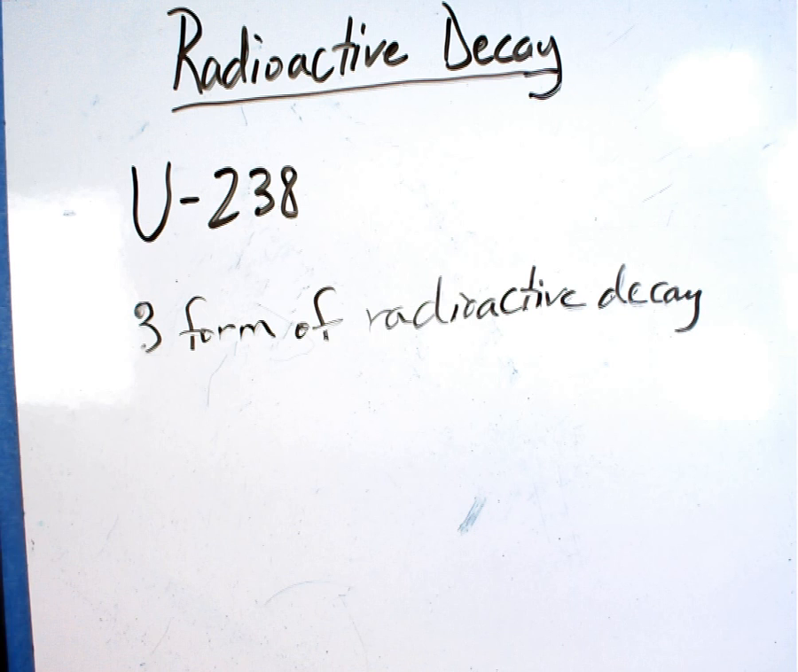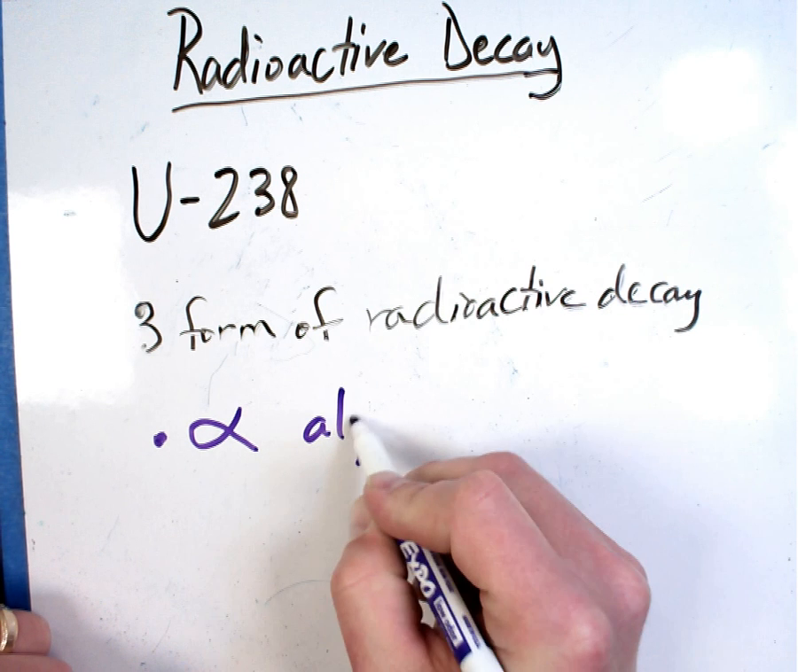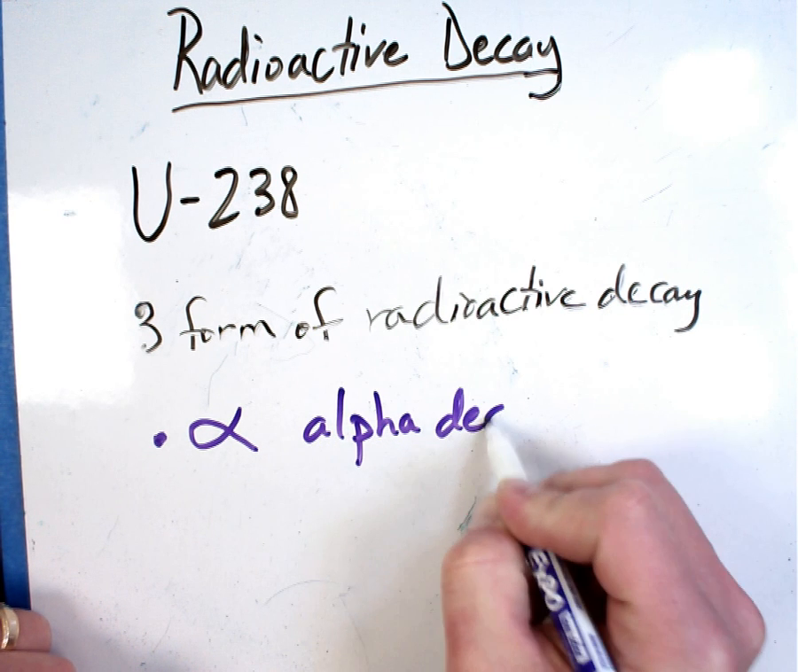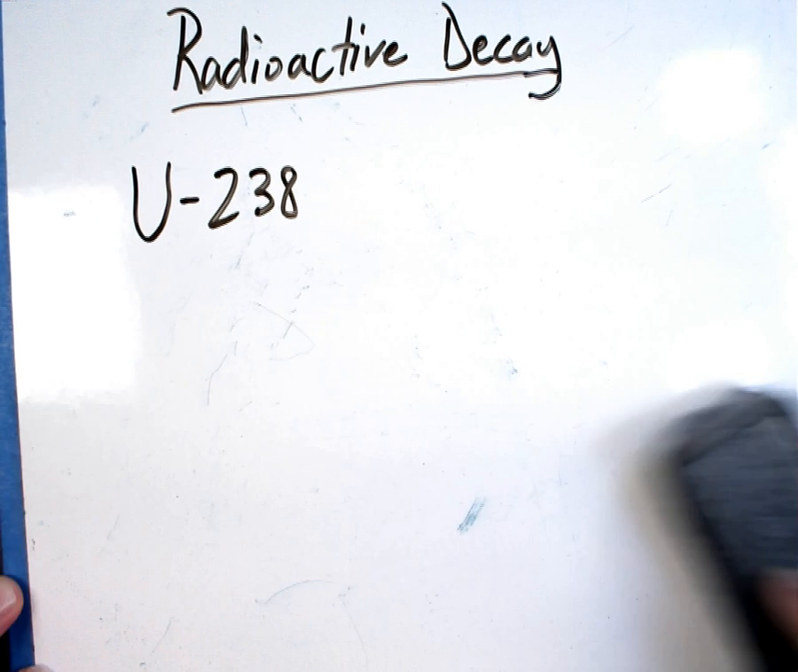Three forms of radioactive decay. My pen's dying, so I'm going to switch. The first one we're going to talk about, there's its symbol, called alpha decay. We'll do them one at a time. All right? Alpha decay. Here's what happens.